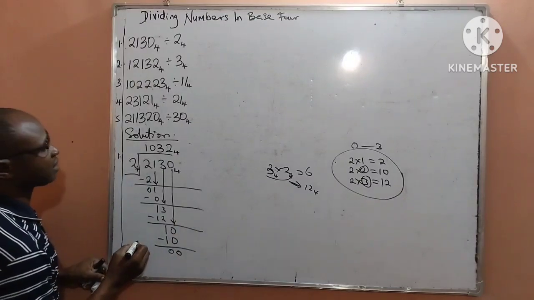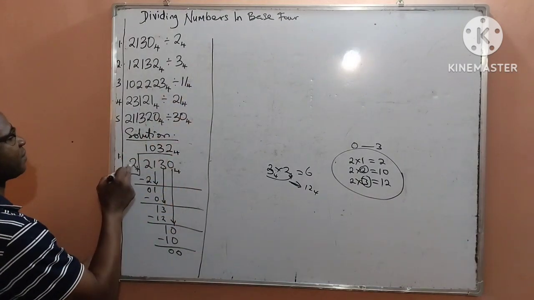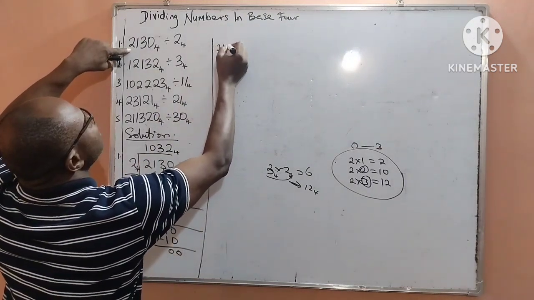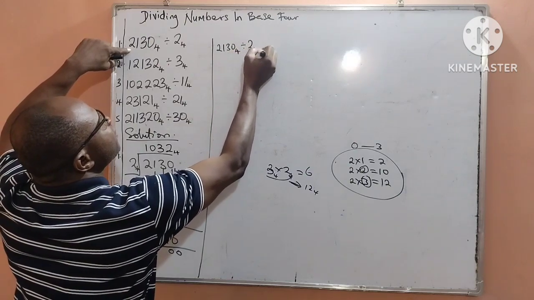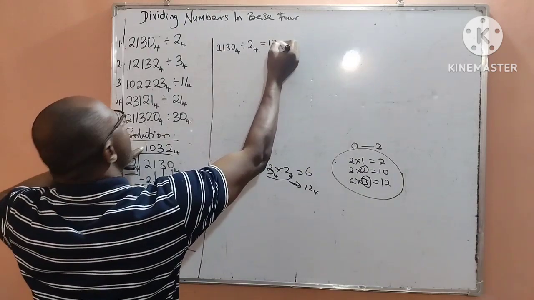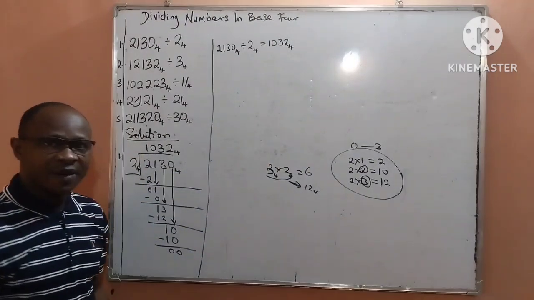In conclusion, we can now write that 2130 base 4 divided by 2 base 4 is equal to the result we got, which is 1032 in base 4. Very good.